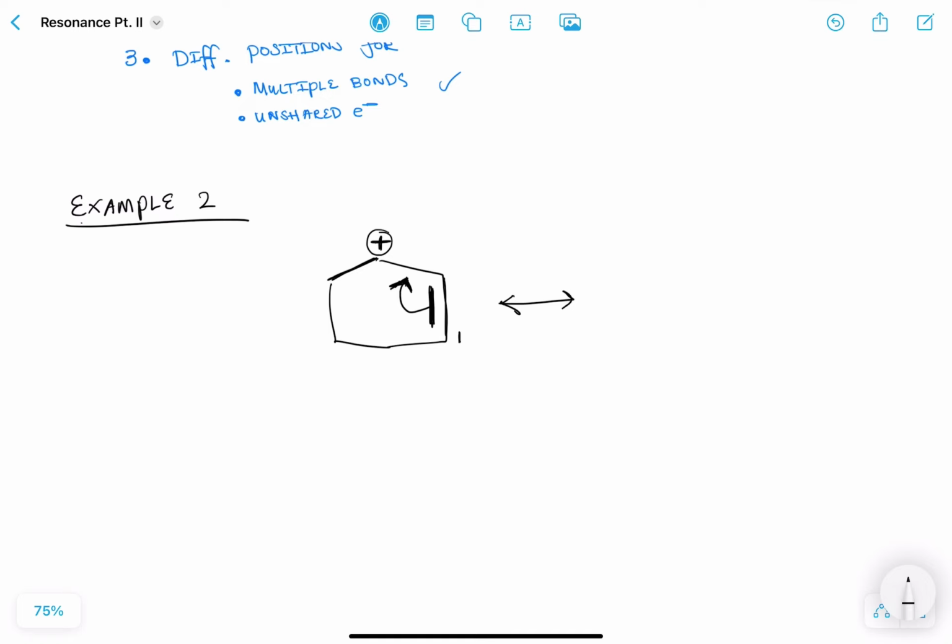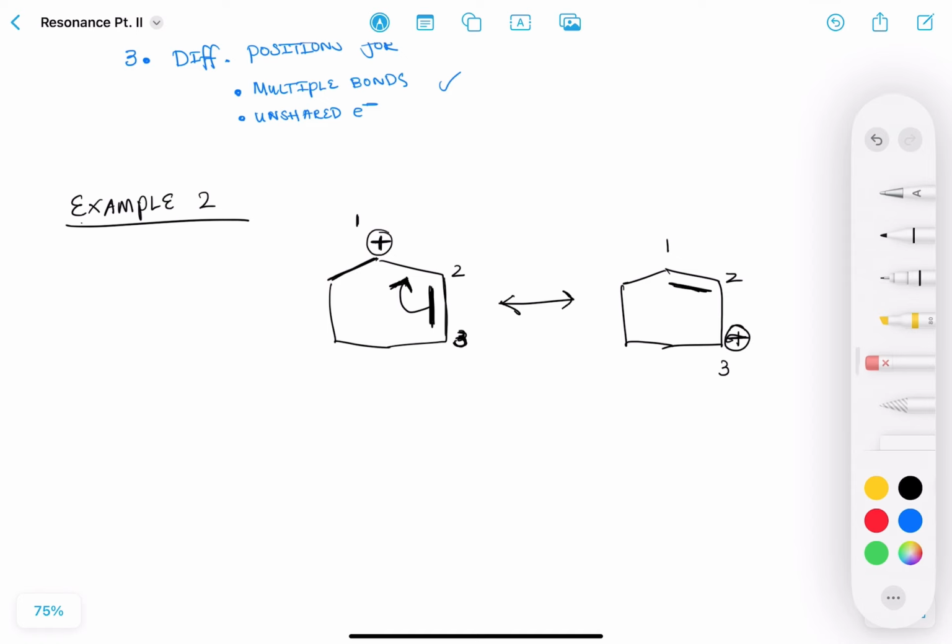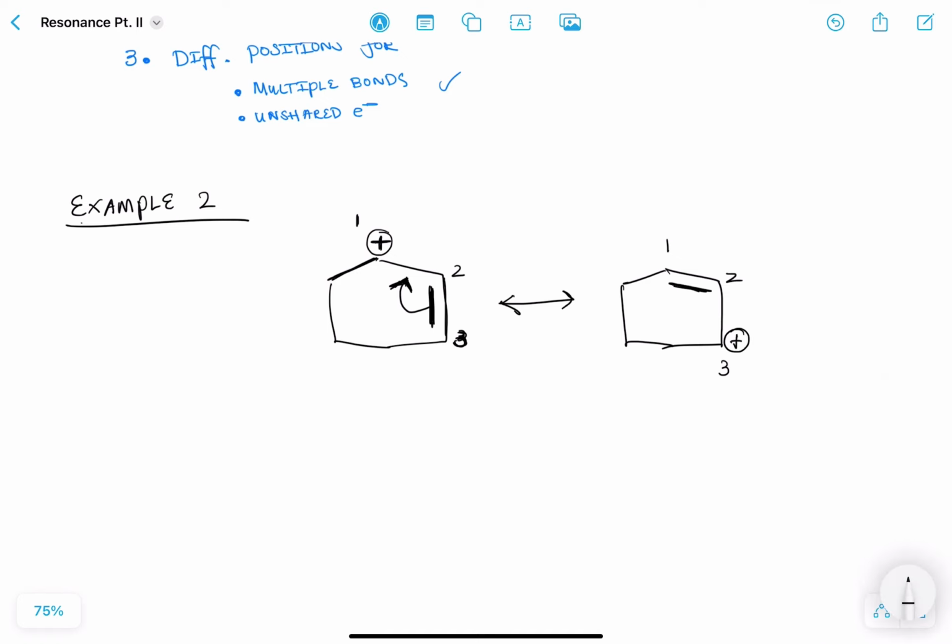So let's number this. This is 1, 2. Actually, we'll start with 1, 2, 3. The double bond moved from between carbons 2 and 3 to between carbons 1 and 2. So let's go ahead and draw that. Now, the positive charge goes onto carbon 3, and we'll flesh that out here in a second. I'll erase this to make it look a little nicer. It's not much nicer, but it does the job.